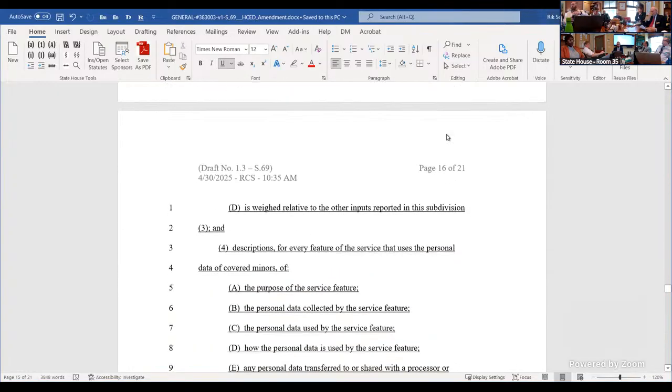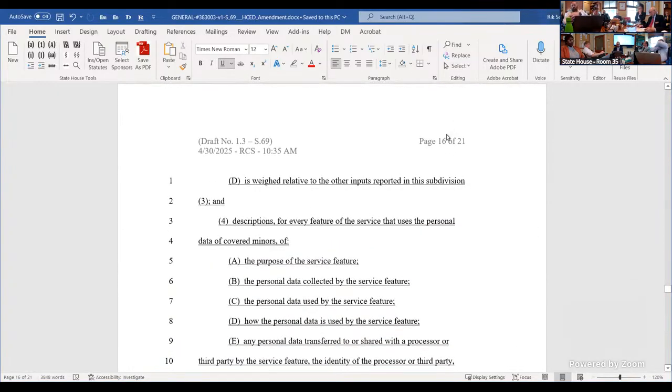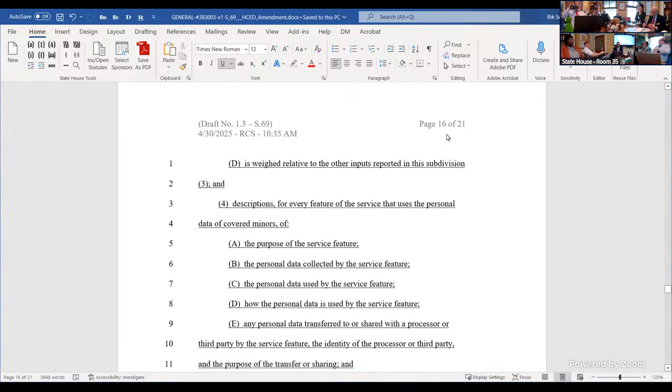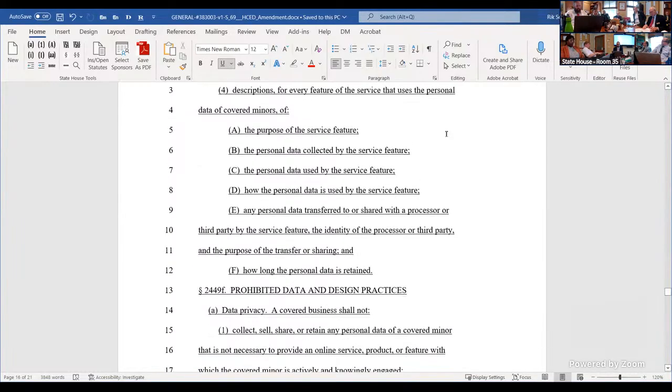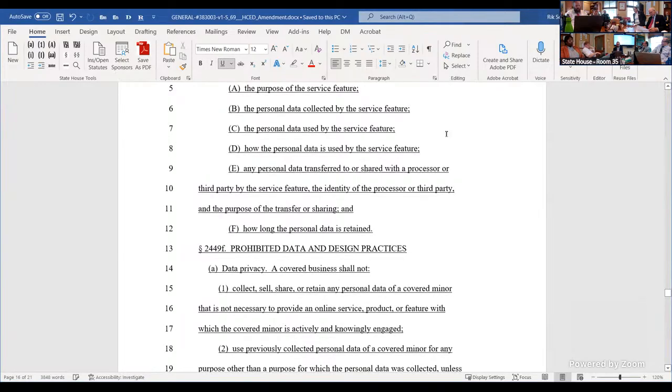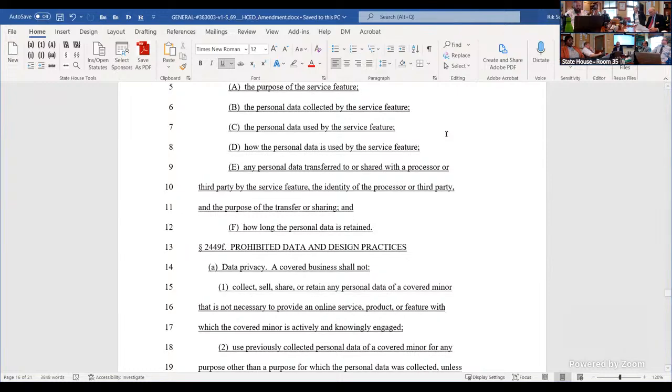No. Okay, sorry. Descriptions for every feature of the service that uses the personal data of covered minors. The purpose of the service feature, the personal data collected by the service feature, the personal data used by the service feature, how the personal data is used by the feature, any personal data transferred to or shared with a processor or third party by the service feature, the identity of the processor or third party, and the purpose of the transfer or sharing, and how long the personal data is retained. Okay.